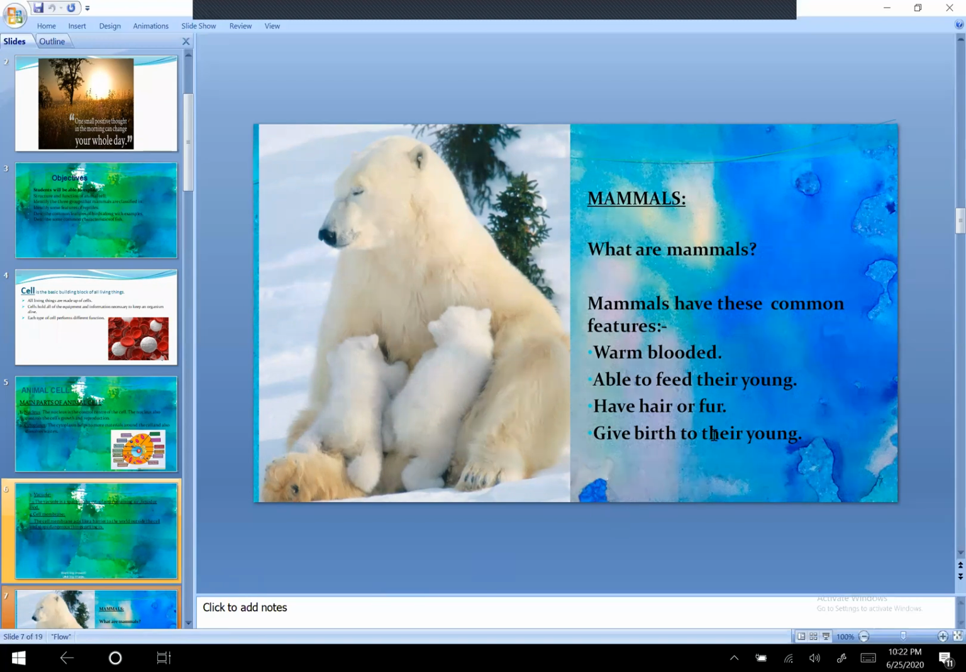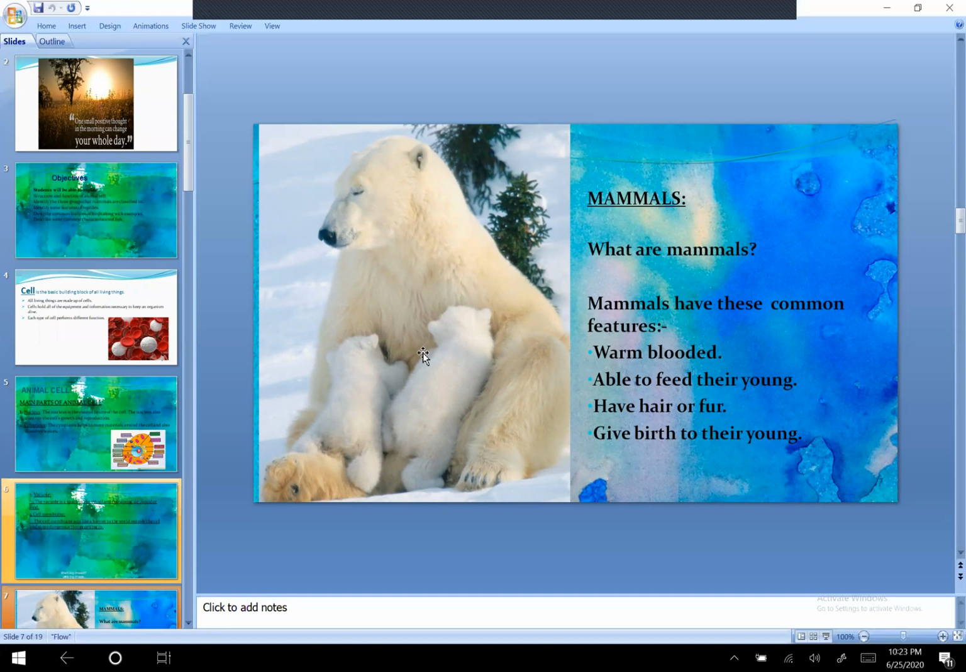Okay, children, what are mammals? See over here, a polar bear with the two babies. Mammals have these common features. They are warm-blooded. What is warm-blooded? Warm-blooded means these animals have fixed body temperature, and their body temperature does not change with the surrounding temperature.